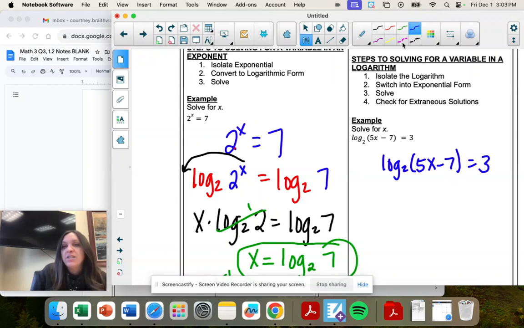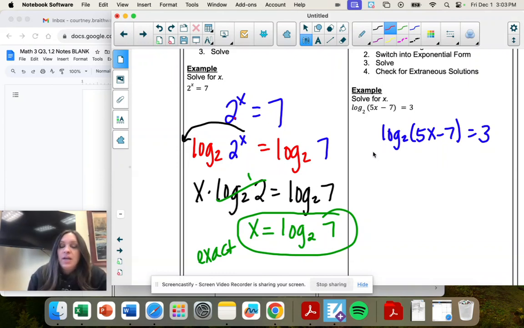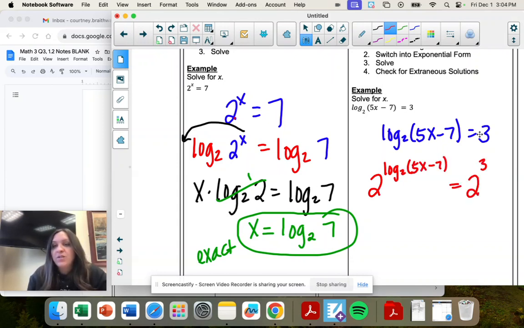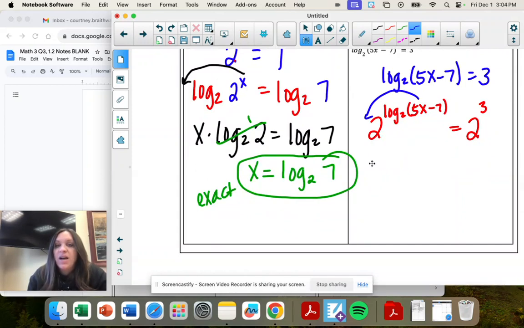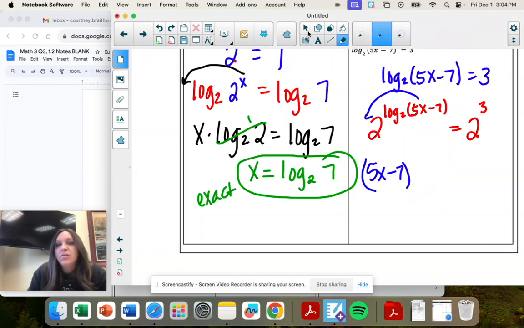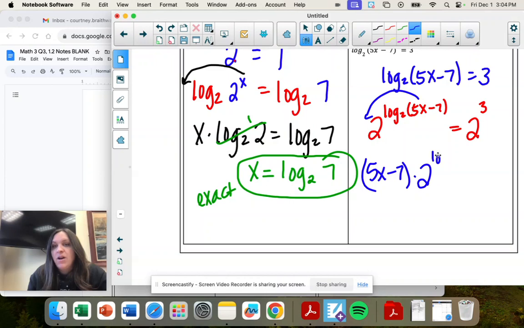Then we switch into exponential form. So what we do is we look at the base, it's base 2, and we make that the base of an exponent. So see how my original, they're now exponents. And that happens is we can bring down the argument. So I have 5x minus 7 times 2 to log 2, which equals 1.